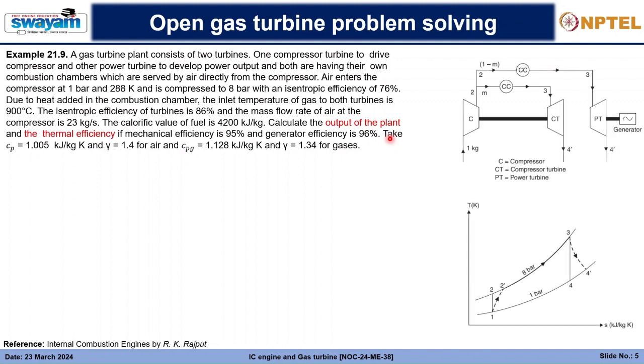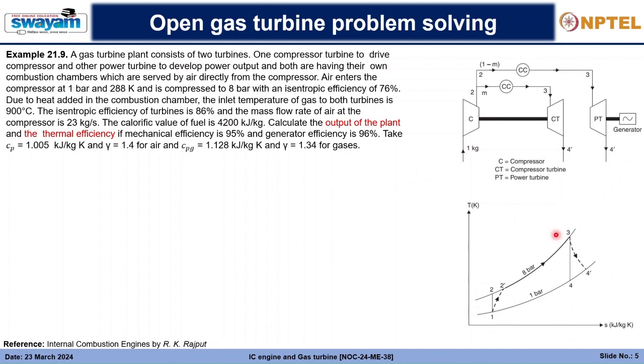Okay then. So the whole gas turbine plant will look like something like this. There is only one compressor but two turbines. One is CT, that is the compressor turbine, and one is the power turbine, which develops the power. And the air is supplied to both through a combustion chamber from the same compressor. The compressor turbine will be completely responsible to deliver the power to the compressor. So let us see to this.